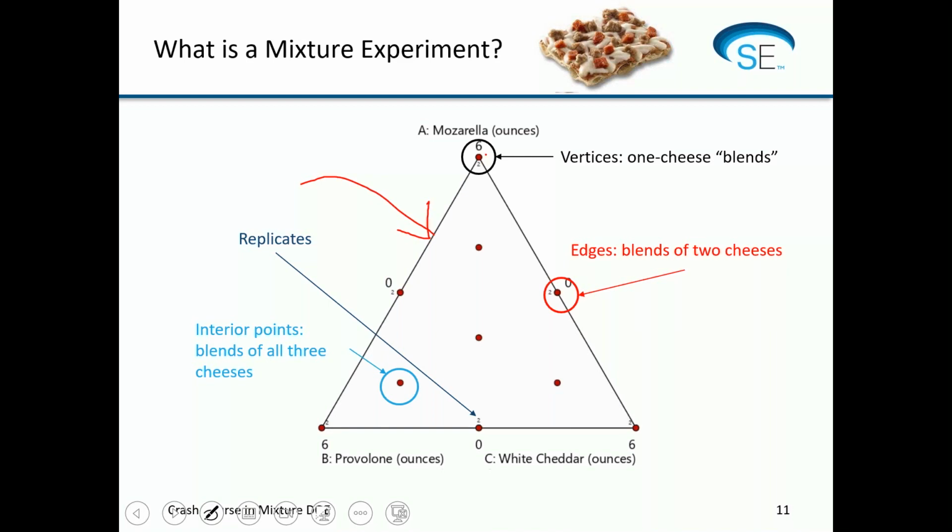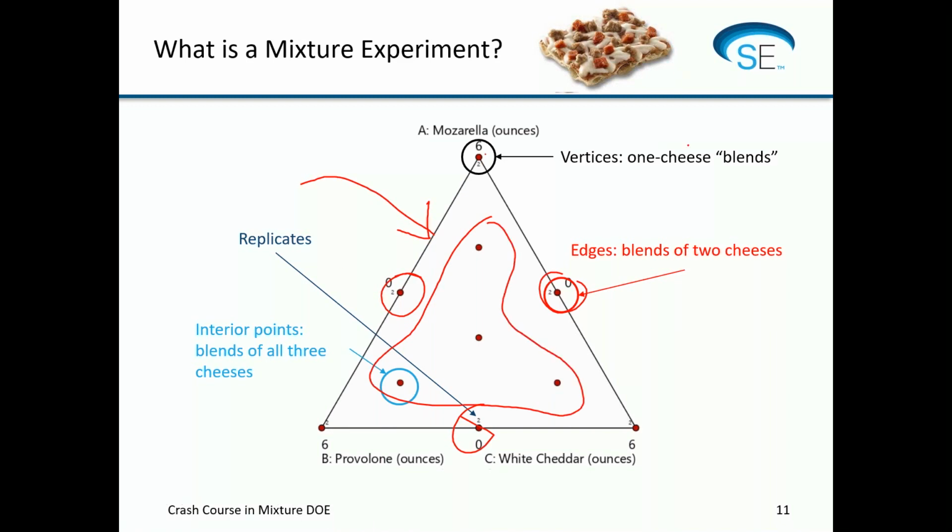I have runs here at the vertices, which represent 1 cheese blends. I have some points here on the edges, which represent blends of 2 cheeses, and then I have points in the interior here, which represent blends of 3 cheeses. And notice how if I have a little number 2 here, that denotes a replicate, so that means that I should do that run independently twice.